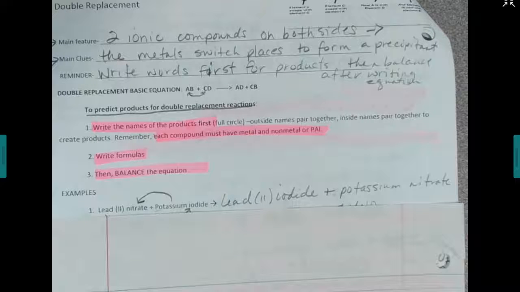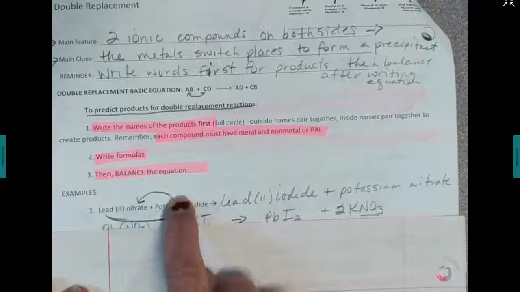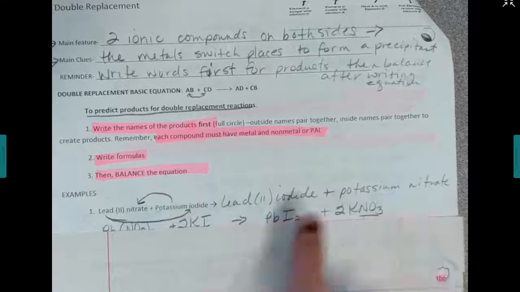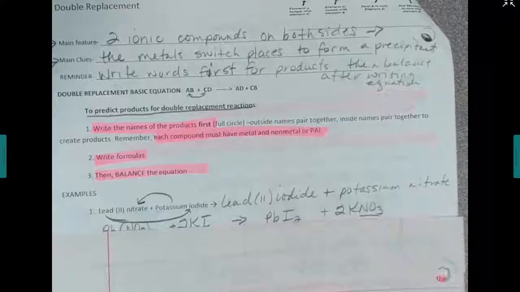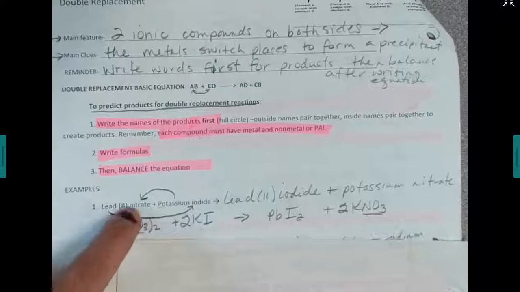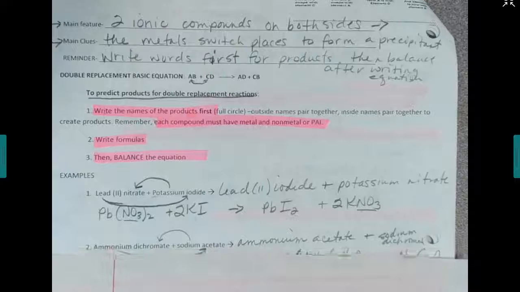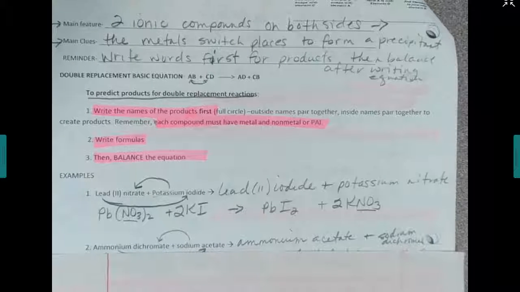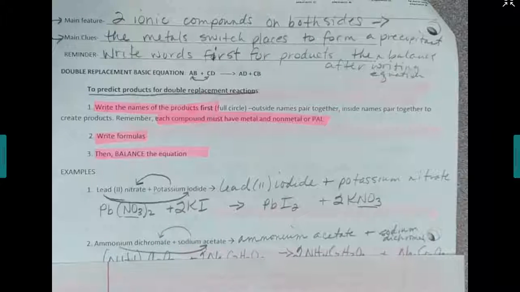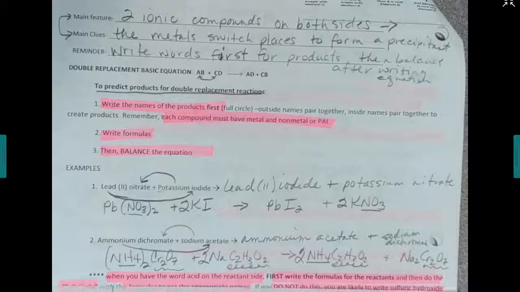Alright, lead 2 nitrate plus potassium iodide. We draw our circle. Lead bonds with iodine, potassium comes back to bond with nitrate. So we write our products, lead 2 iodide plus potassium nitrate. We write our formulas. If you need to, write the oxidation numbers or the charges above and swap and drop. Ammonium dichromate plus sodium acetate. Ammonium bonds with acetate. Sodium comes back and bonds with dichromate. So we have ammonium acetate plus sodium dichromate.